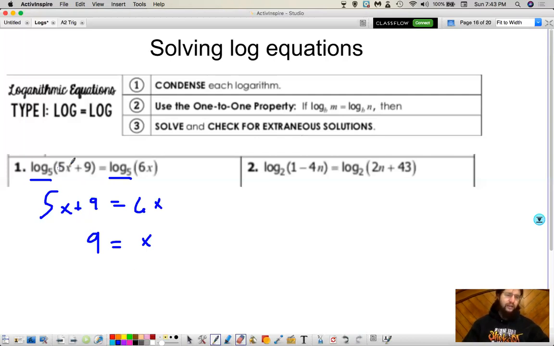If I plug 9 in here, that's positive, we should be good to go. You can check it out. 45 plus 9 is 54. 54 is 6 times 9 as well. We're good. Check this next one out.